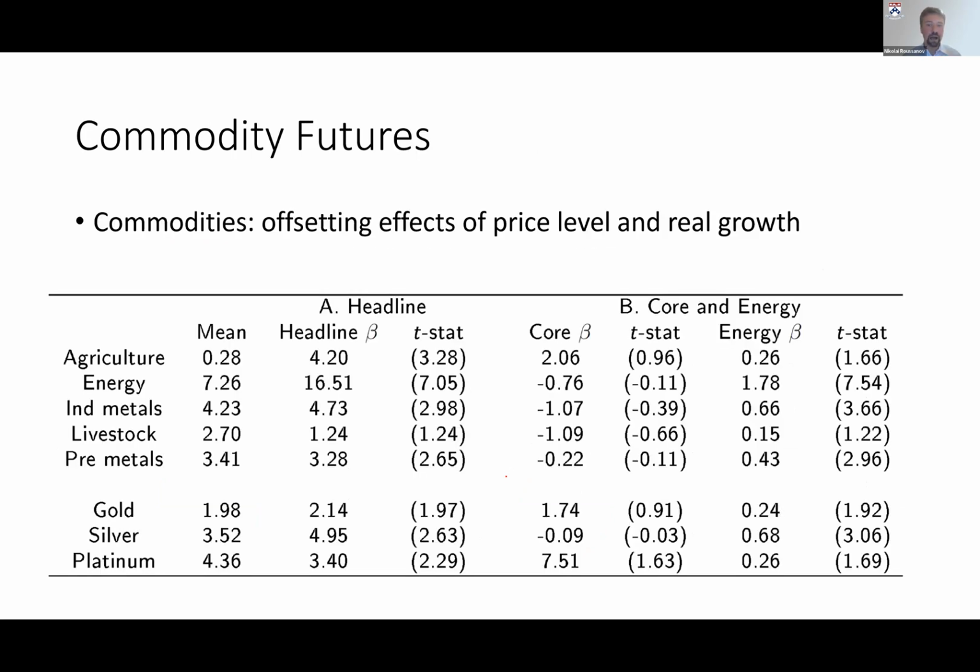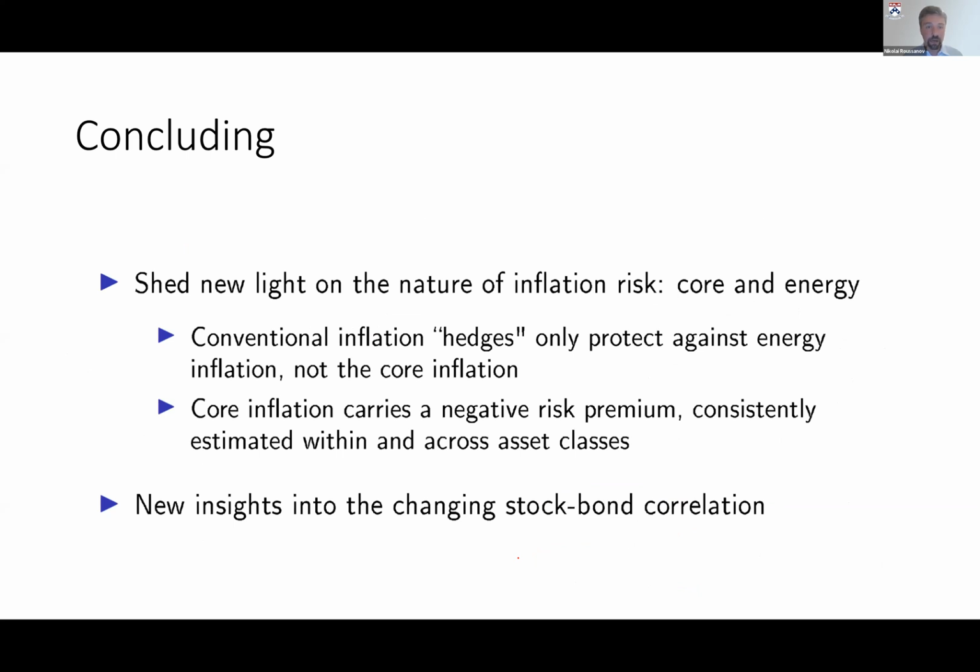Commodity futures, by and large, only hedge energy inflation. Maybe there's a little bit of something going on in gold and platinum, but by and large, they don't really hedge against core inflation either, perhaps because high core inflation is contractionary. Bad economic times are not great for commodities either.